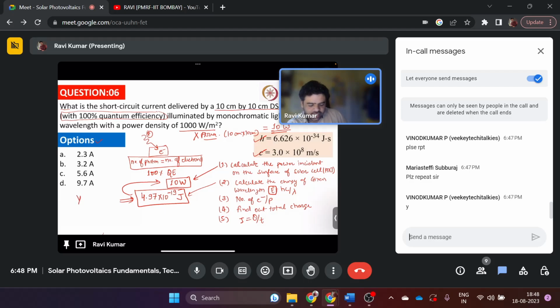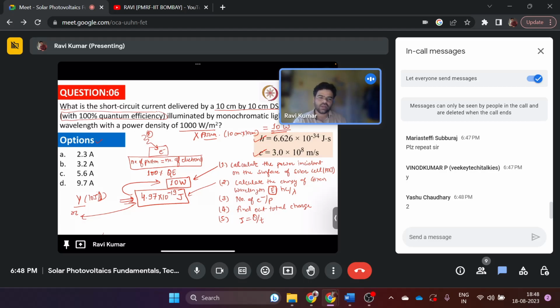Let's say Y is the required energy and X is the energy of a photon. So X is this and Y is 10 joule per second, or you can write in 1 second only 10 joule. So just divide 10 by 4.97 into 10 to the minus 19. That will be the number of electrons or holes. Yeshu is saying 2. What is 2? It is answer B or 2.3. Or step 2.